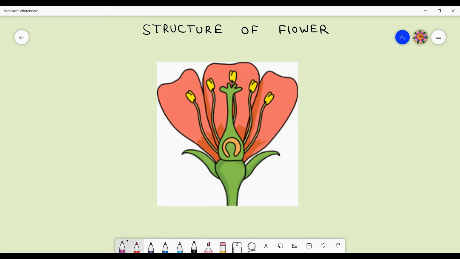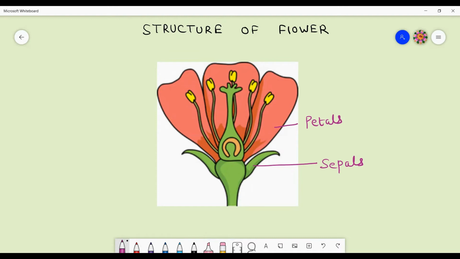Now these green color parts, leaf-like structures which are present at the base, are known as sepals. Then the red color or the colored part of the flower, the leaf-like colored part, is known as petals. These petals make the flower attractive so that different insects and birds are attracted towards the flower.